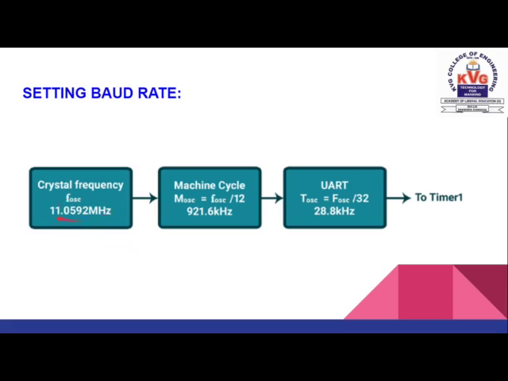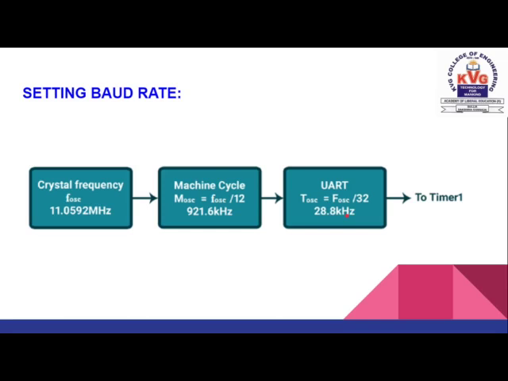11.0592 MHz is used. As we know, 8051 divides the crystal frequency by 12 to get the machine cycle frequency of 921.6 kHz. The internal UART block of 8051 divides this machine cycle frequency by 32, which gives the frequency of 28800 Hz or 28.8 kHz, which is used by UART.